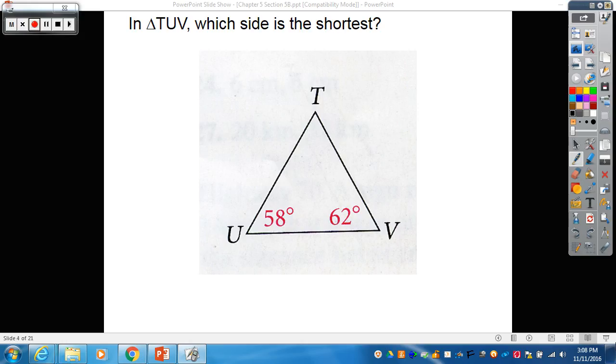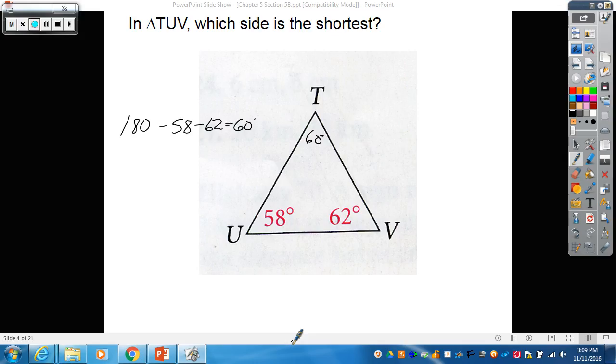The first thing we should do is figure out what angle T is going to be. If we take the 180 degrees in the triangle and subtract the 58 and the 62, angle T is going to have to be 60 degrees. So I'm going to put down 60 right there. The question then becomes, which side is the shortest side?